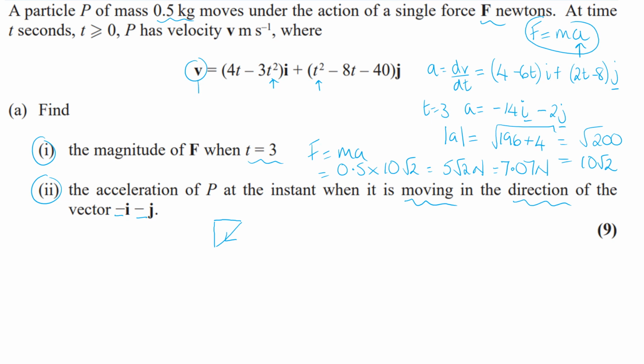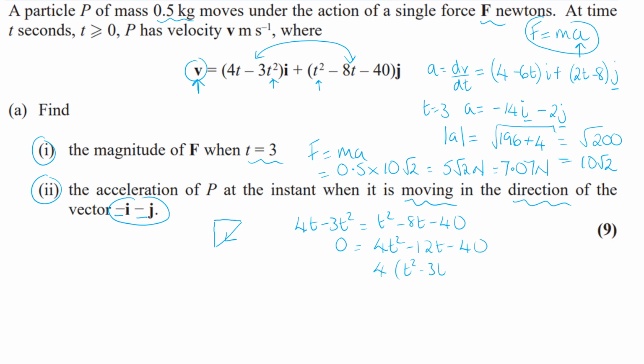So we're going to use the velocity equation, and what needs to happen is the i and j components need to be the same to be moving in that direction. So all we need to do is say that 4t minus 3t squared must equal t squared minus 8t minus 40. Collect everything to one side: 0 is equal to 4t squared minus 12t minus 40. Take 4 out: t squared minus 3t minus 10 equal to 0.